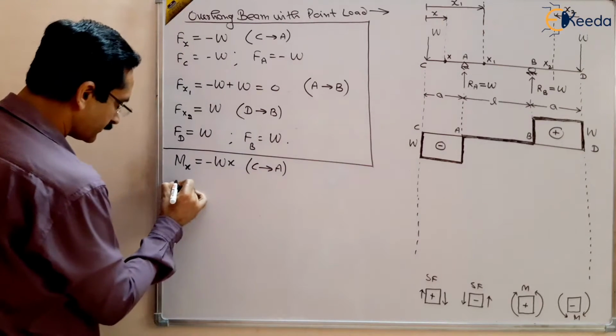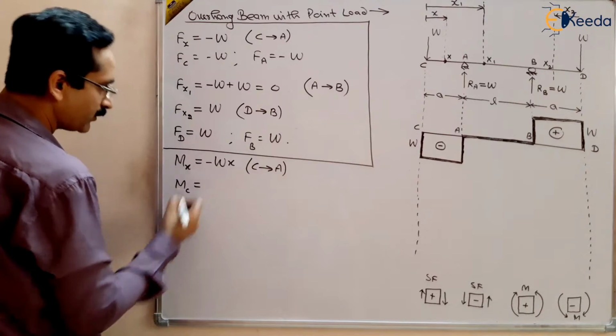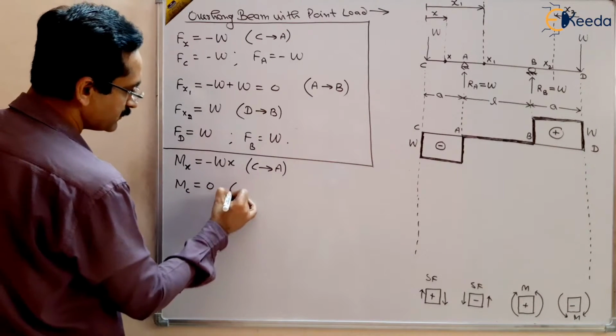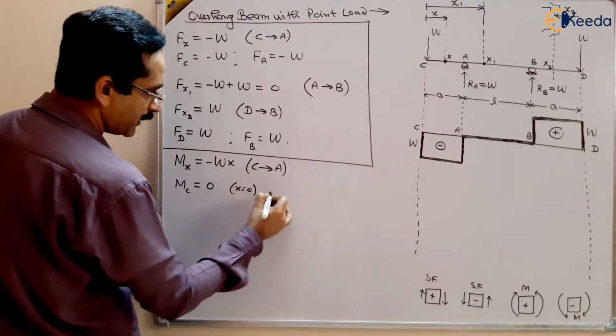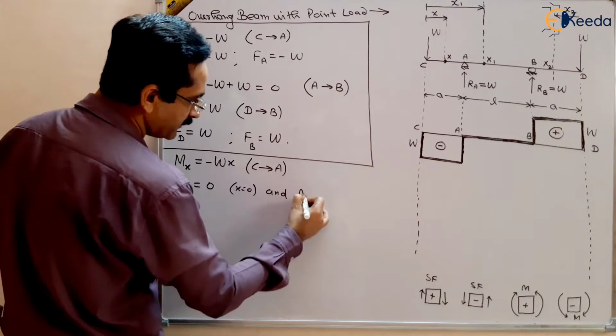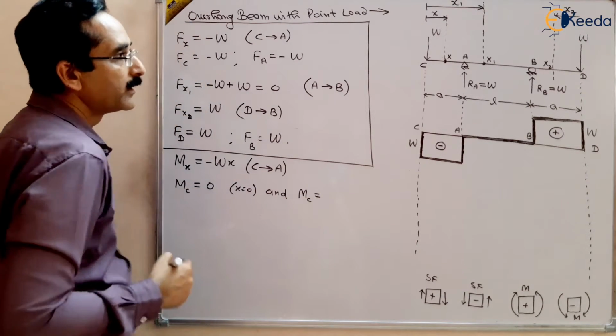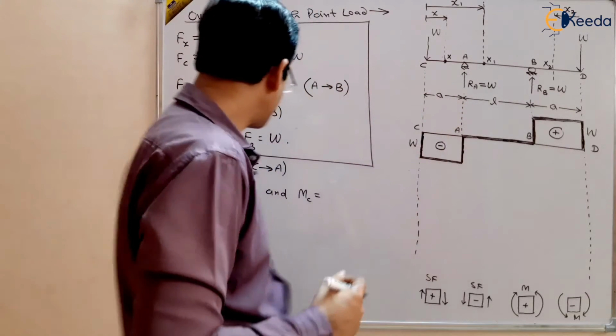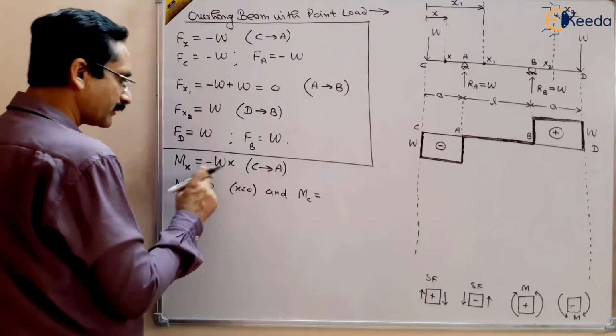So at C, what is the bending moment? X is 0, so this is 0. And at A, what is the bending moment? At A, the distance is a. So you have to use X equal to a, that is minus Wa.